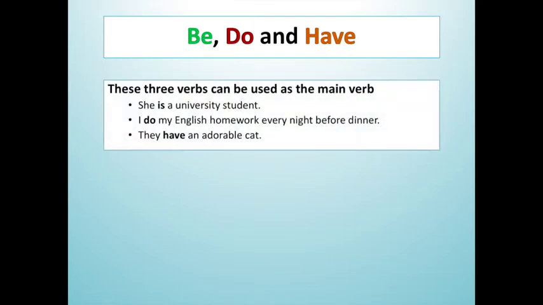These 3 verbs can be used as the main verb of a sentence, like she is a university student, I do my English homework, or they have an adorable cat.